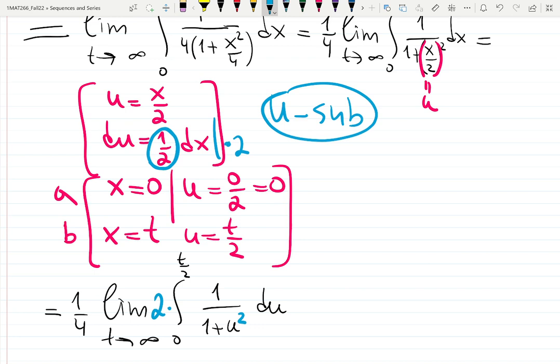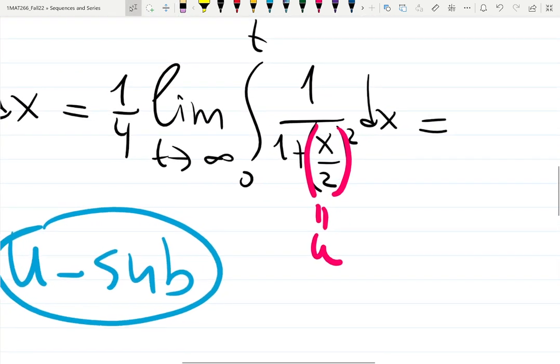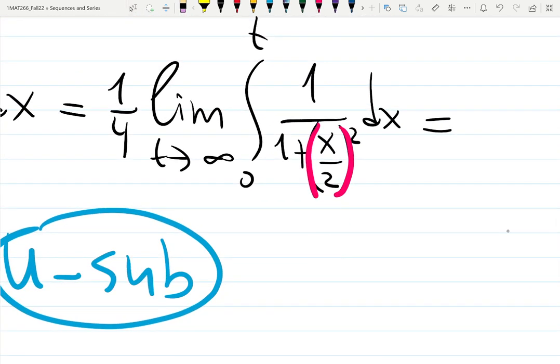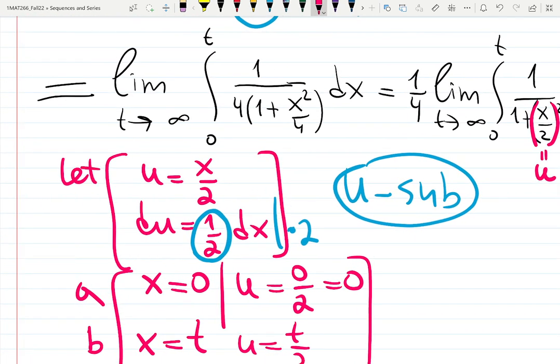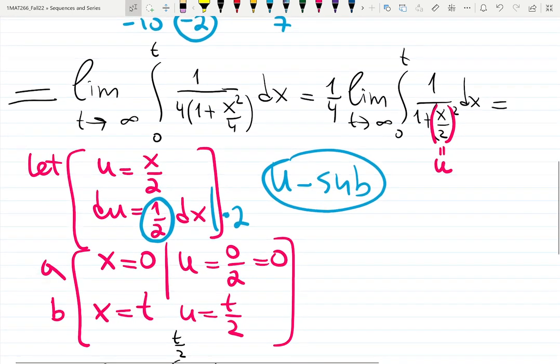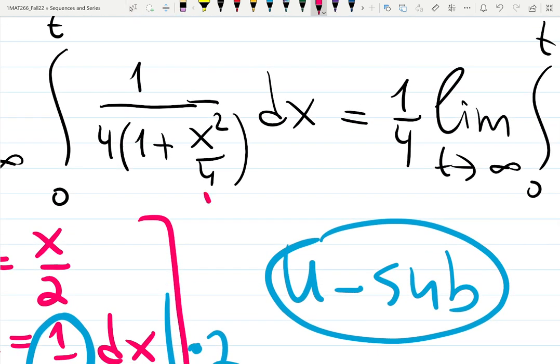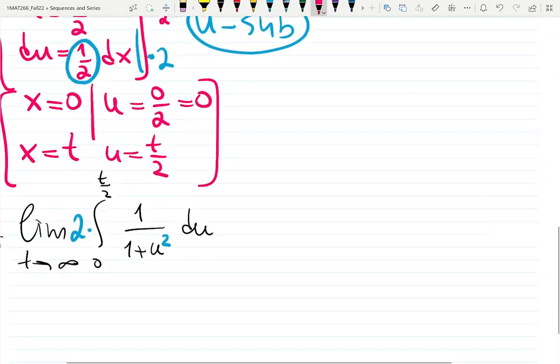Where did we get the x over 2 from? I chose it to be u. Right. So x over 2, I'm choosing this to be u. Let u be x over 2. Right? U sub, you always choose something to be u. Are you blanking out? It's x squared over 4. Oh, I see. That's what you're asking. That is x squared over 2 squared. Yeah, that's a good question. Good job. I was wondering what the question was. Nice. Good job, people.